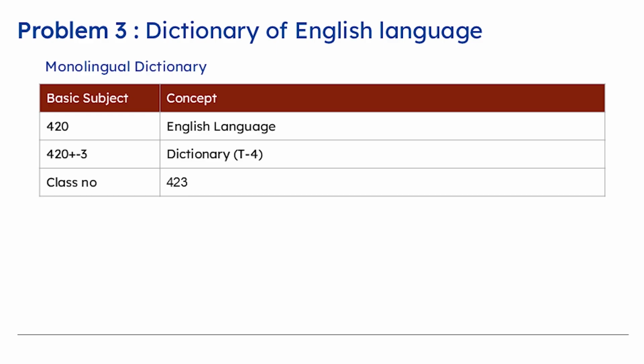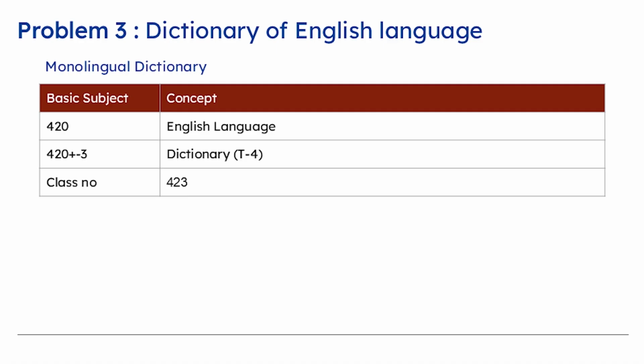But another thing is the Dictionary of English language. We know what a dictionary is: A to Z, the terms are given on the left side and their meanings are given for each word. But here only one language is involved, from English to English. So that's why it is an English dictionary. It is called a monolingual dictionary. Then, for the monolingual dictionary, we will see how to prepare the class number.